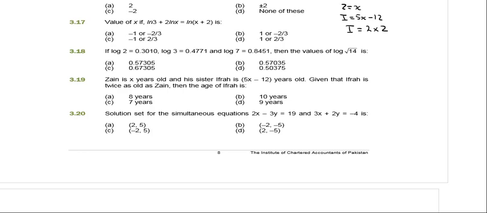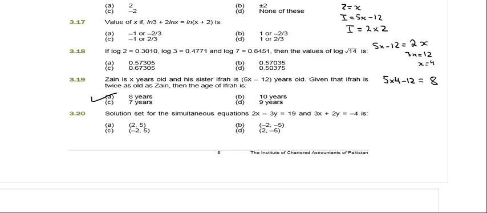We know that Ifra's age of 5x minus 12 is 2 times Zen's age, or 2 times x. Therefore, 3x is equal to 12 and x is equal to 4. Now, Ifra's age is 5x minus 12, so it will be 5 into 4 minus 12. 5 into 4 is 20, 20 minus 12 is 8. Ifra is 8 years old.